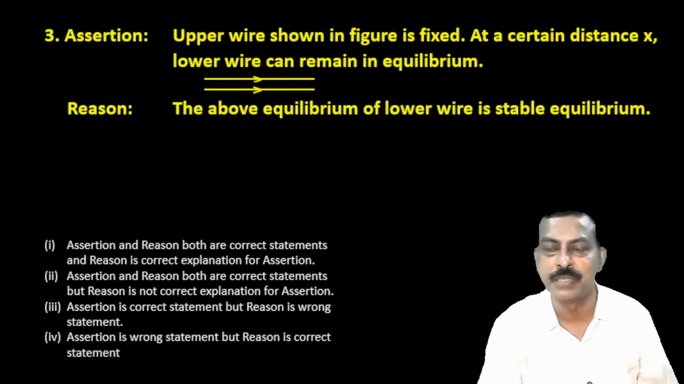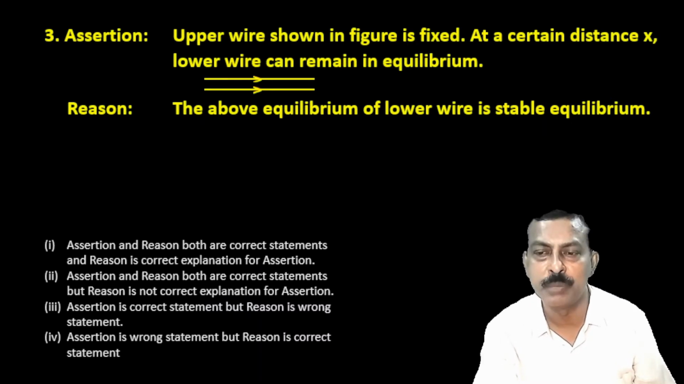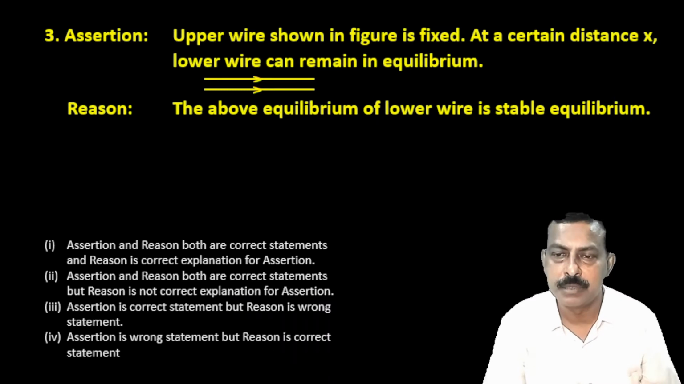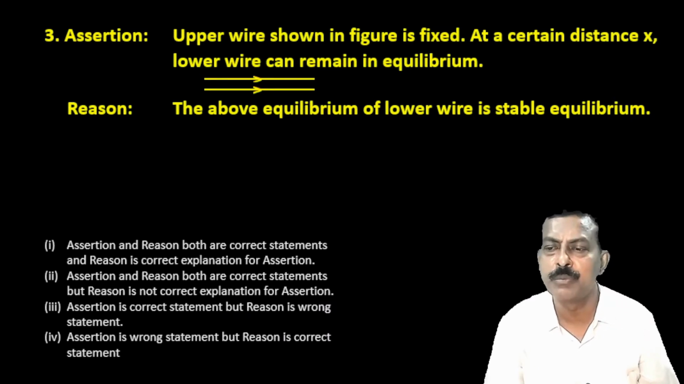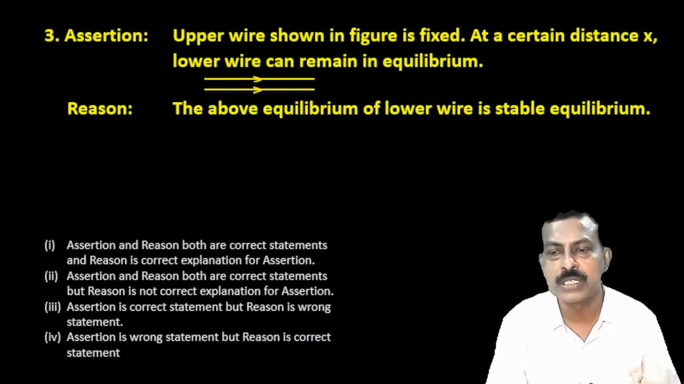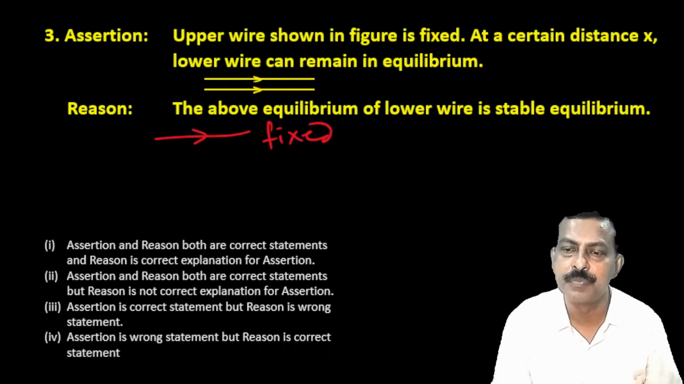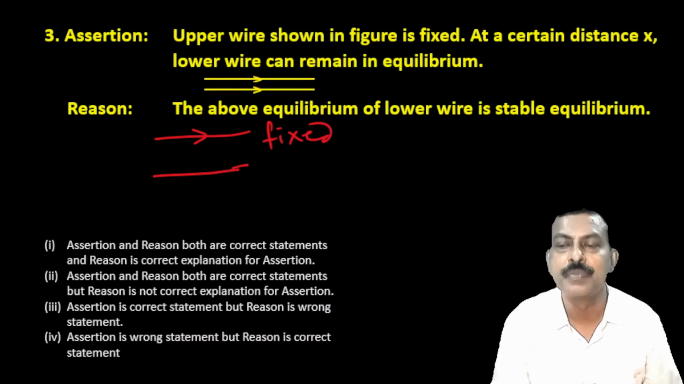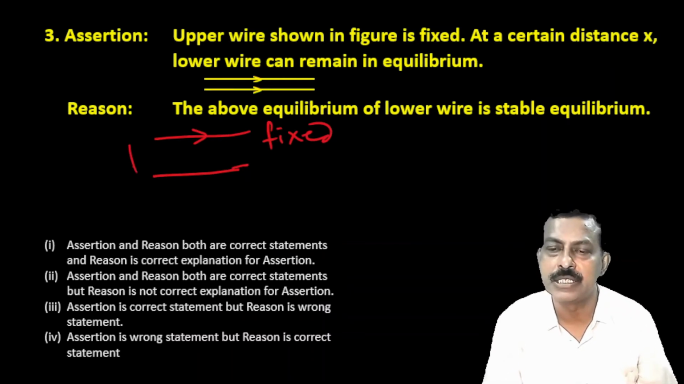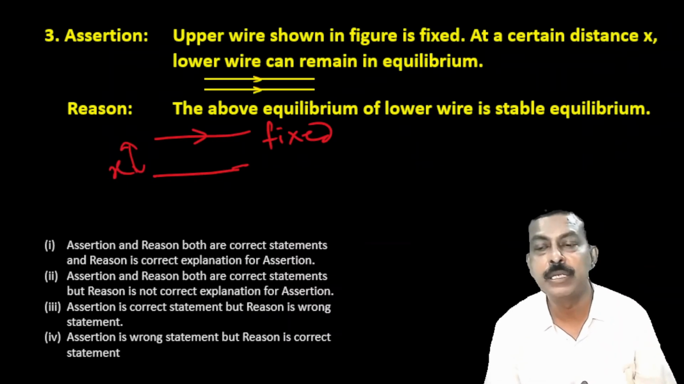Let's take third question. Upper wire shown in the figure is fixed. At a certain distance x, lower wire can remain in equilibrium. And the reason is given that above equilibrium of lower wire is the stable equilibrium. Okay, let's first of all take what is given in the statement part of assertion. It is given that you have one wire which is fixed and you have the second wire at certain distance, say x. It is said that it can remain in equilibrium.